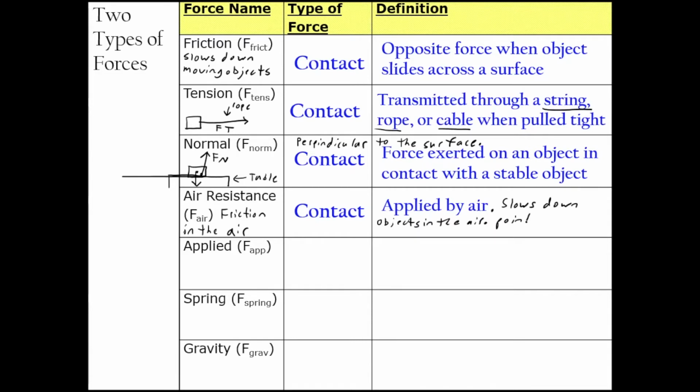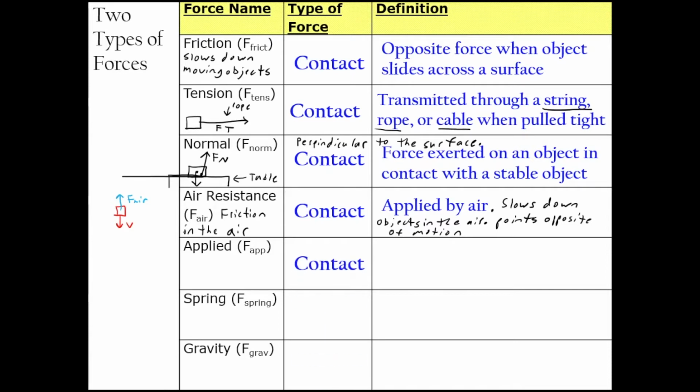So let's say now we have a box just like we did before, but this box is falling in the air. So because it's falling, it's going to be moving downward. So its velocity is in this direction. Therefore, air resistance is moving upward on it. Air resistance is moving in the opposite direction.